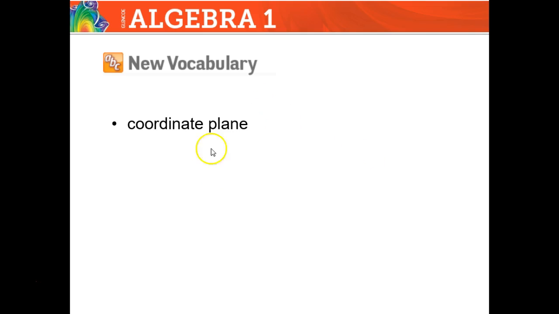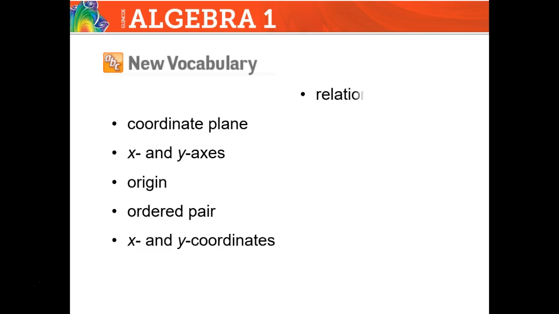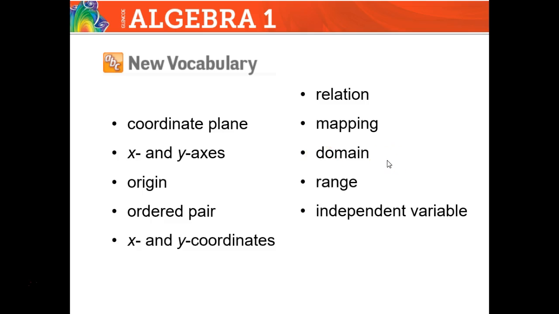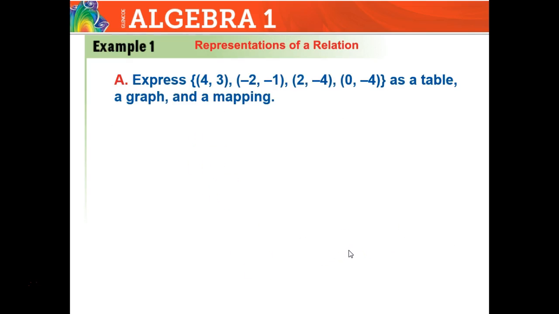So throughout this unit, we're going to have some new vocabulary. We're not doing the definitions today. We're going to do those on Thursday. But these are your new vocabulary words to come. Today, we're going to focus on relation, mapping, and domain, as well as range. The other words are coming. So it says, express these points as a table, a graph, and a mapping. That was a big part of what we did yesterday, but we're going to focus even more today.